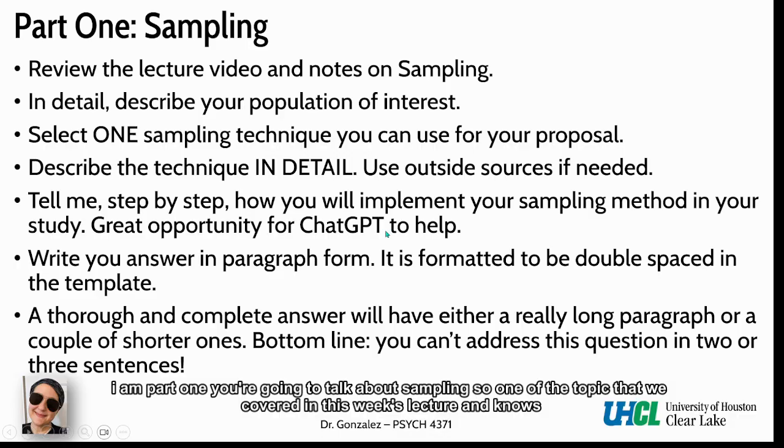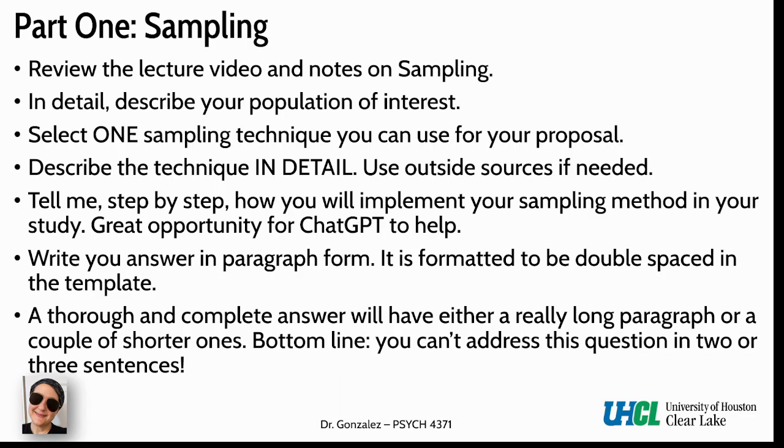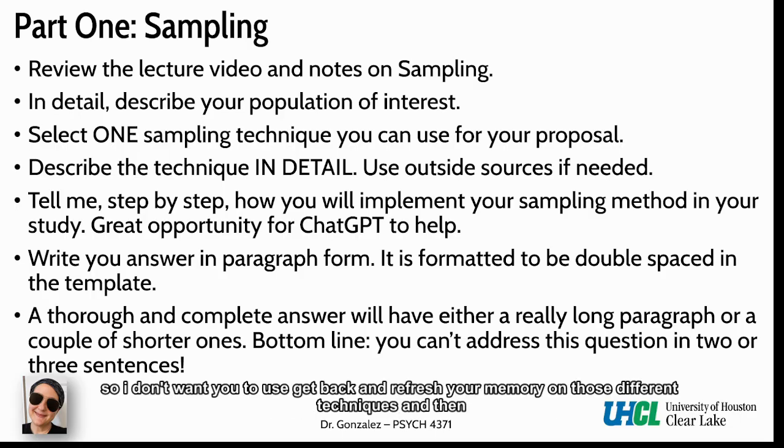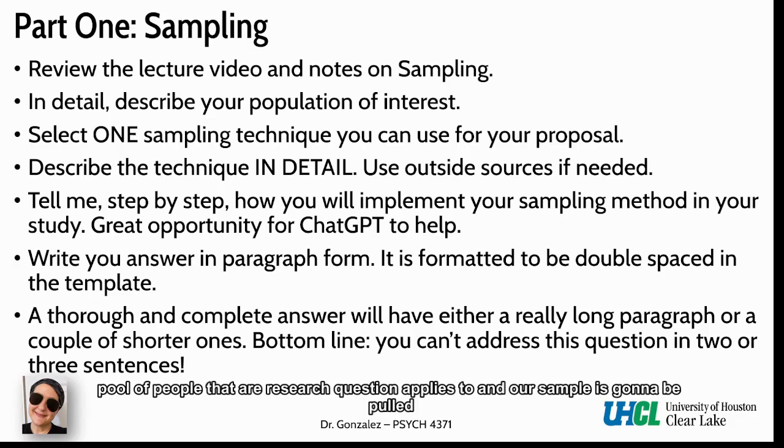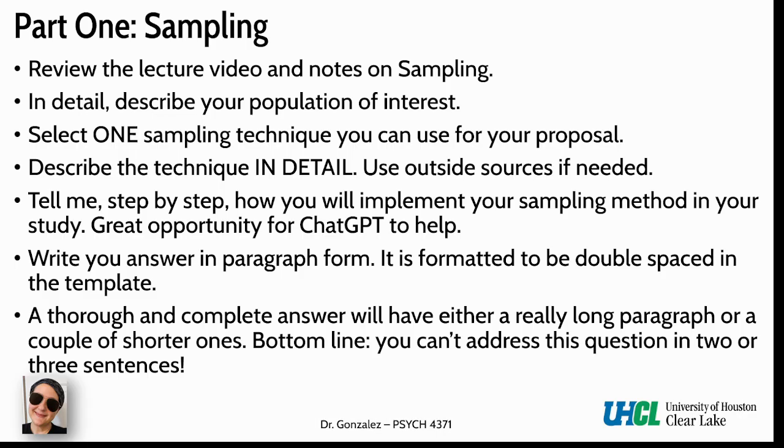All right, in part 1, you're going to talk about sampling. One of the topics that we covered in this week's lecture and notes were the different sampling methods and techniques that are commonly used in experimental research. So what I want you to do is go back and refresh your memory on those different techniques. And then I want you to select one, and I want you to write about it. But before you can do that, you need to describe your population. If you remember from the notes, population is the broader pool of people that our research question applies to, and our sample is going to be pulled from that population.